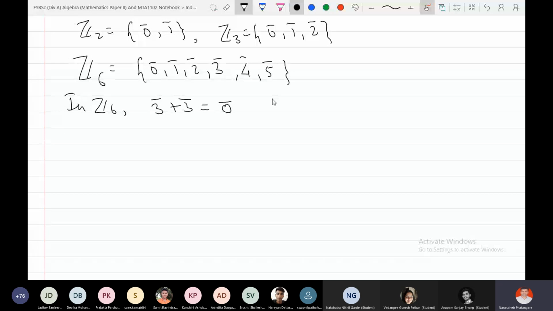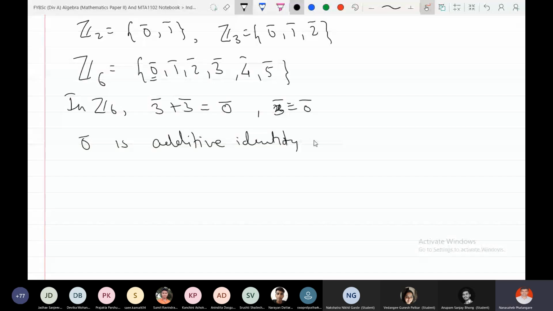Because if you add two real numbers, x plus x is not 0 if the number is not 0. And 3 bar is not 0 bar. So 0 bar is the additive identity of Z6, and 1 bar is the multiplicative identity of Z6, right? Same thing is true in Zn also, right?